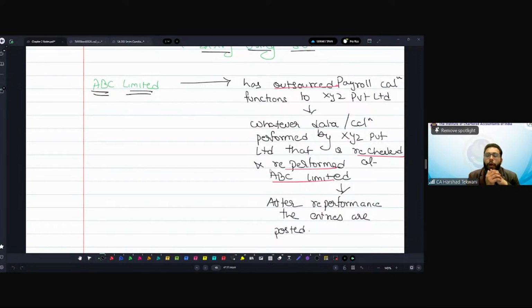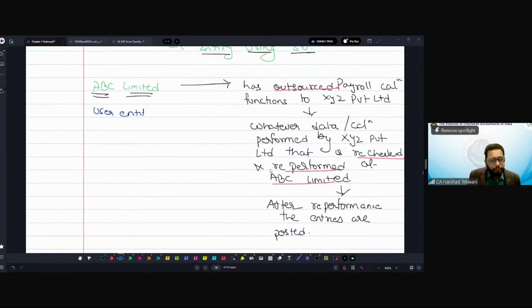Okay, so see, in this particular example, for me ABC Limited is a user entity, and XYZ Private Limited is a service organization. Here ABC is the one who has selected XYZ, not the auditor. Yes, sir.